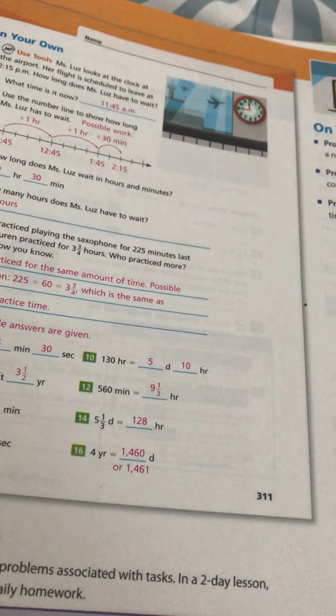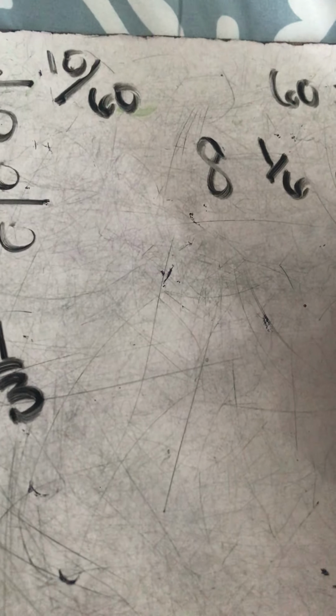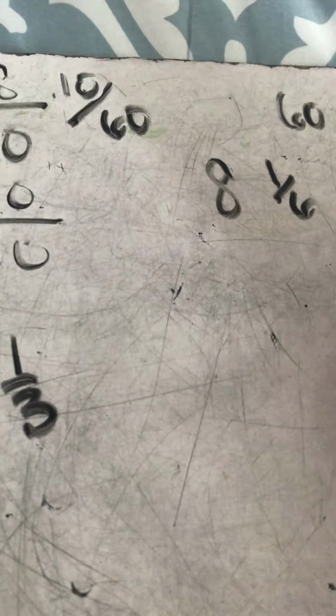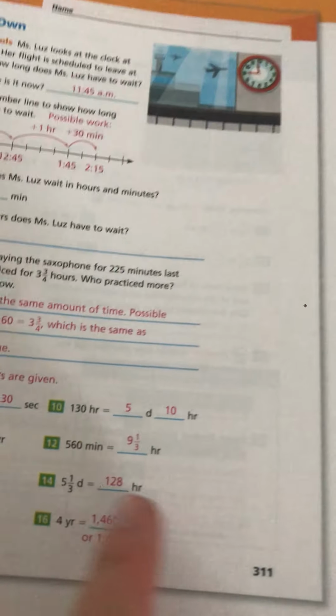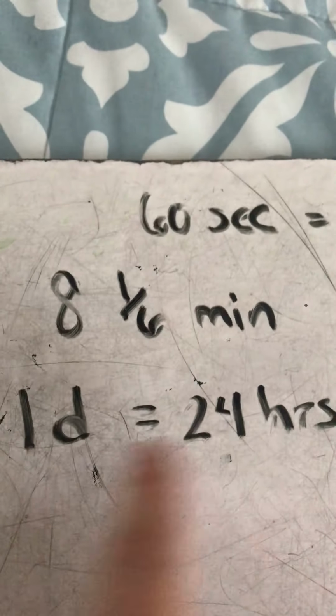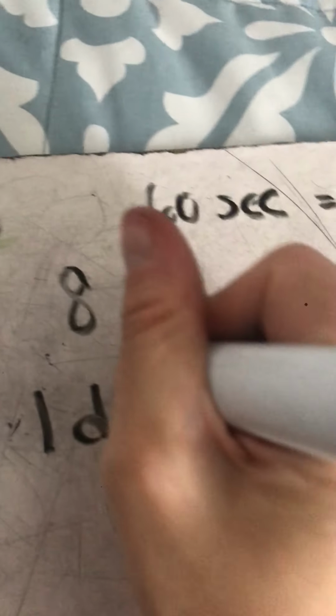Now we're going to do number 14, 5 1/3 days. 5 1/3 days. And we're going from days to hours. So how many hours are in a day? 24 hours equals 1 day. So we're going again from day to hour. It's very important that you write this so you find the relationship. We're going from 1 to 24. So this time we're going to multiply.